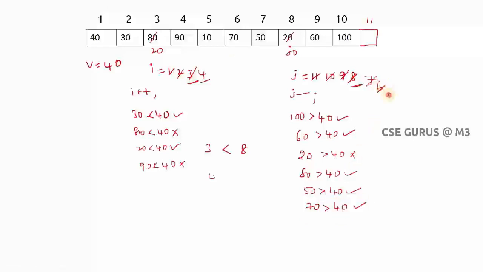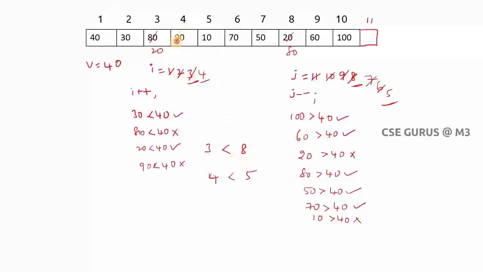Again you go for decrementing like this. Now what is a of 5, which is 10. Is 10 greater than 40? So now it is false. Now what is the j value? 5. So here we got the I value as 4, no? Now check, 4 is less than 5, again true.